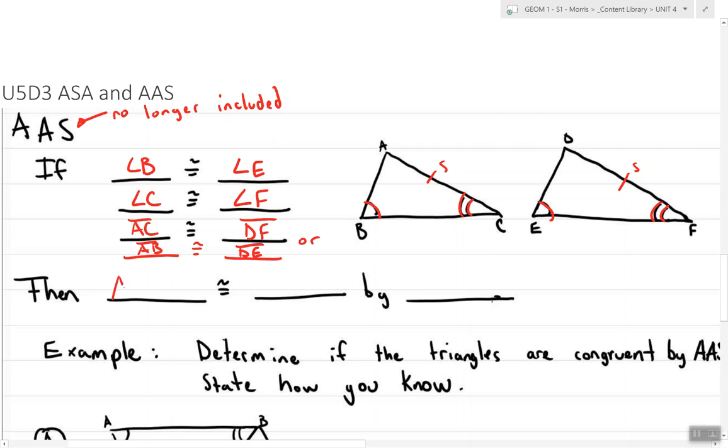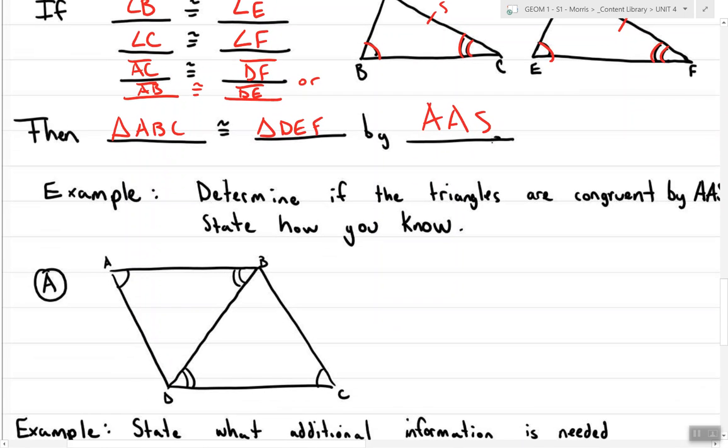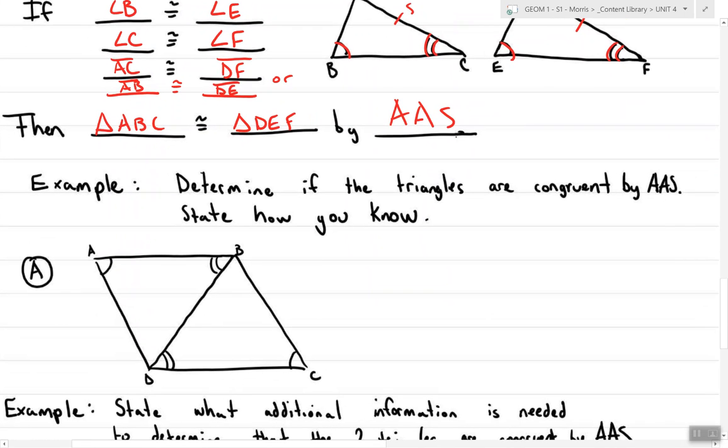So this would mean that triangle ABC is congruent to triangle DEF by angle side. Now that might not make any sense. Wait till we get to the examples of additional information and you'll see what I'm talking about. So determine if the triangles are congruent by angle side.